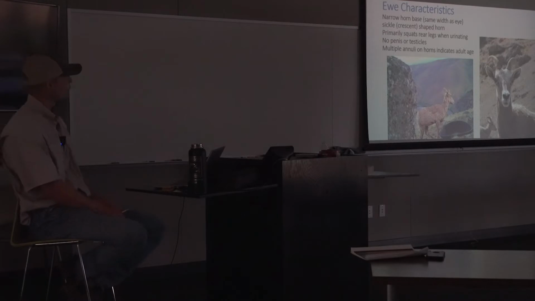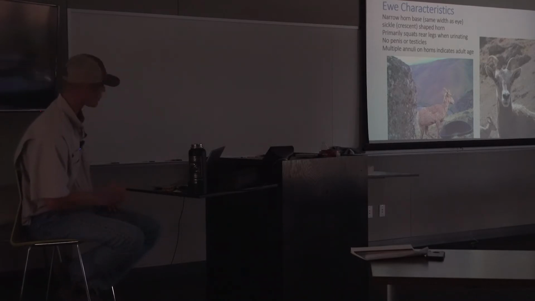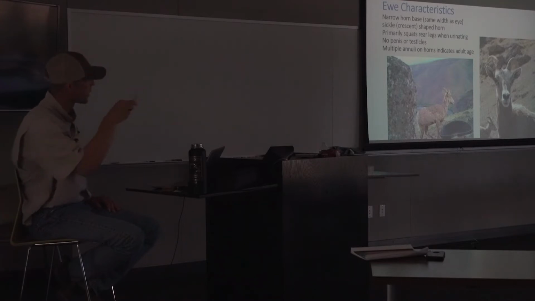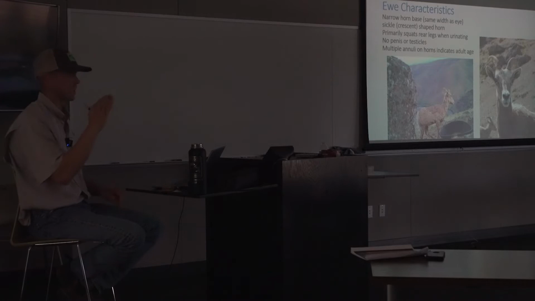So let's go over a few characteristics of ewes. They've got a narrow horn base. There's going to be a slide after this that shows it relative to the eye, but essentially their horn base is going to be the same width as their eye. They've got a sickle or crescent-shaped horn. The way I like to think of that, it kind of looks like a new moon where you just clip the bottom off of it.